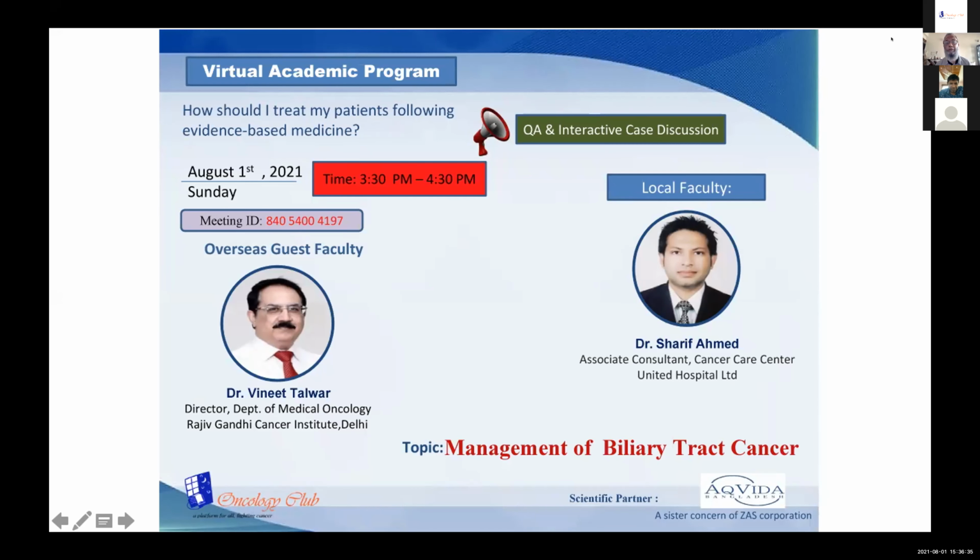How should I treat my patient following evidence-based medicine? And as you know, we have been running our GI session, and we have been discussing hepatobiliary cancer. Last week we discussed pancreatic cancer. Today we will be talking about the management of biliary tract cancer, the non-surgical portion.